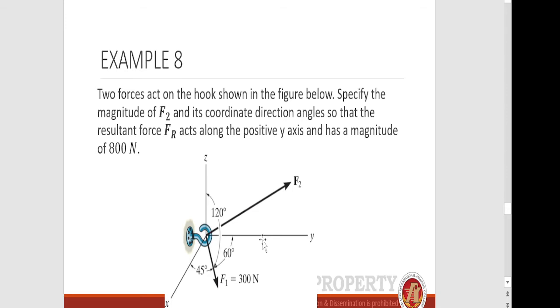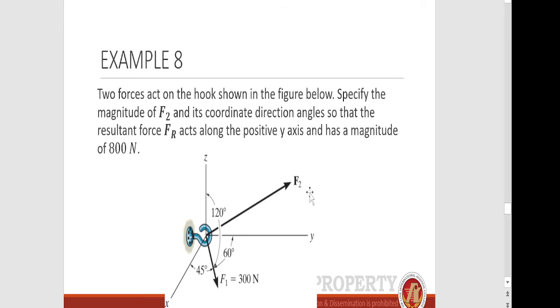Similarly, we have example number 8. In example number 8, it's asking us to find the magnitude and coordinate direction angles of F2. So the question says, two forces act on the hook shown in the figure below. Specify the magnitude of F2 and its coordinate direction angles so that the resultant force Fr acts along the positive y-axis and has a magnitude of 800 newtons.